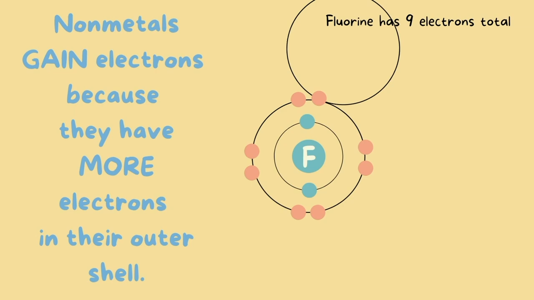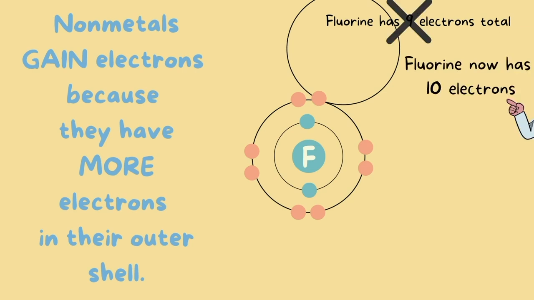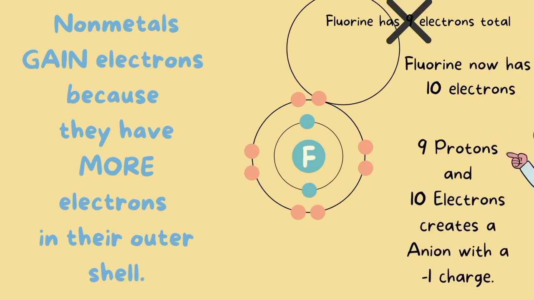So just like we did with the metals, we now have to look at the total number of electrons and adjust it. Fluorine has gained 1 electron, so now it has a total of 10 electrons, not 9. Fluorine has 9 protons, and again, that's never ever going to change because remember, the number of protons will never change in an atom. But now it has 10 electrons, so this creates an anion with a -1 charge.